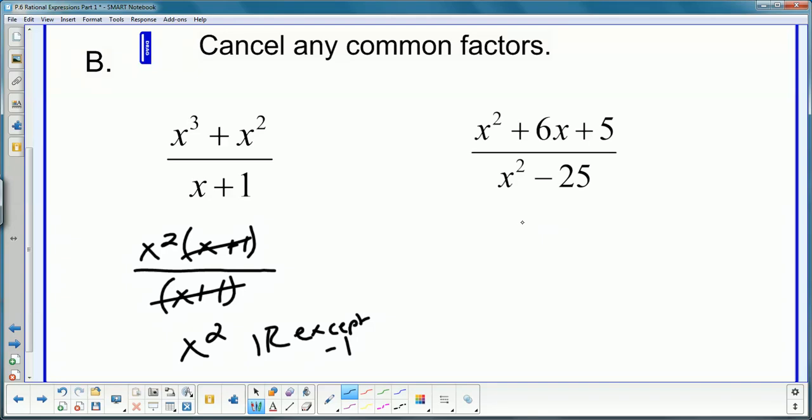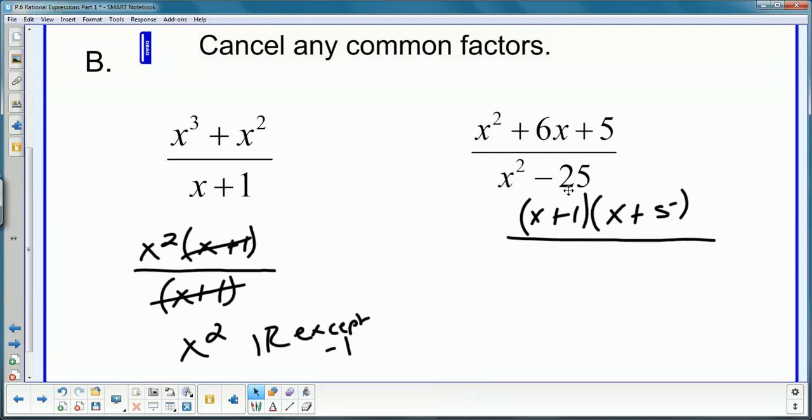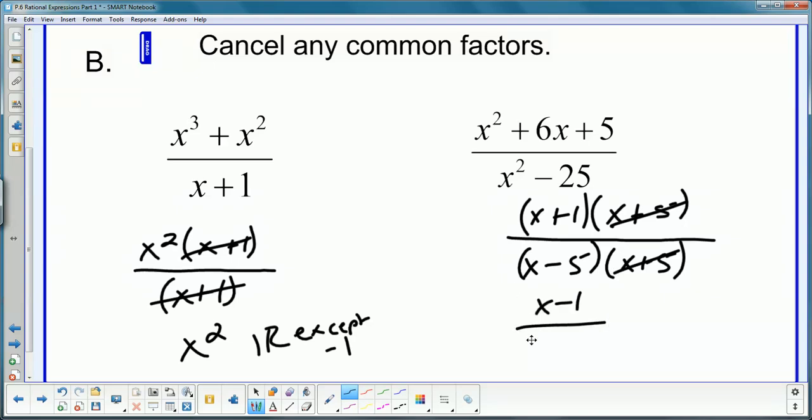Here, if we're going to factor both, so factor in the numerator like we did last chapter, products or factors of 5 that add up to 6 are going to be x plus 1 and x plus 5, all over, this is a difference of squares again, which we just saw in the last section and last slide, so x minus 5 over x plus 5, which means we cancel out our x plus 5's, and so we have x minus 1 over x minus 5. Again, our domain then is going to be all reals except x cannot equal 5 or negative 5.